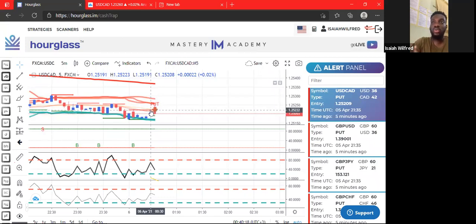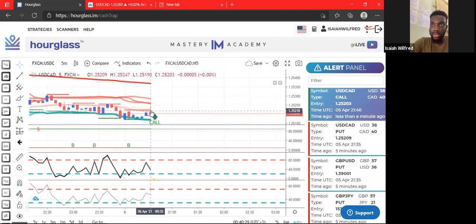So if you are buying, you want to take buys at where you see the green lines or support lines. If you're selling, the same thing. You want to always take them at the very, very top, the red lines.